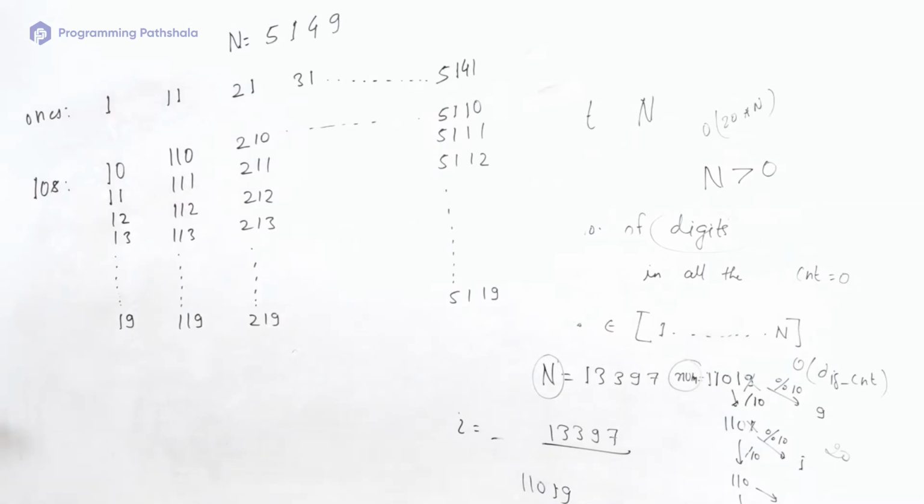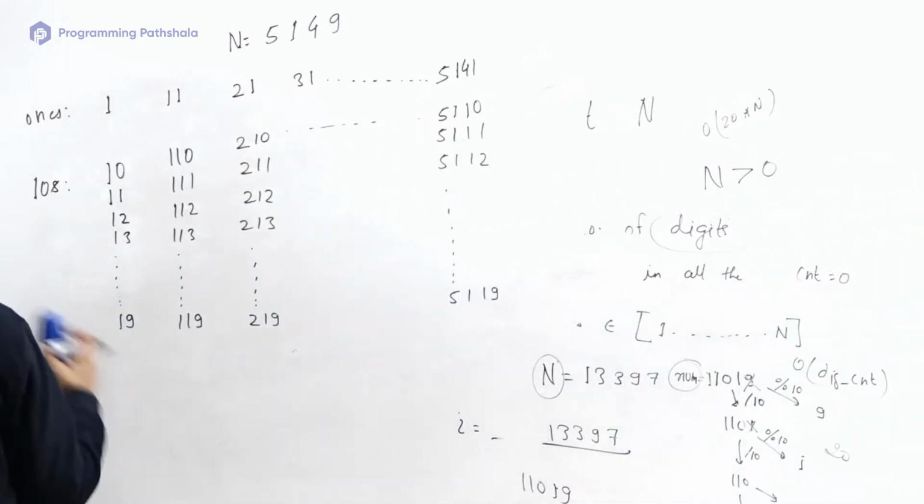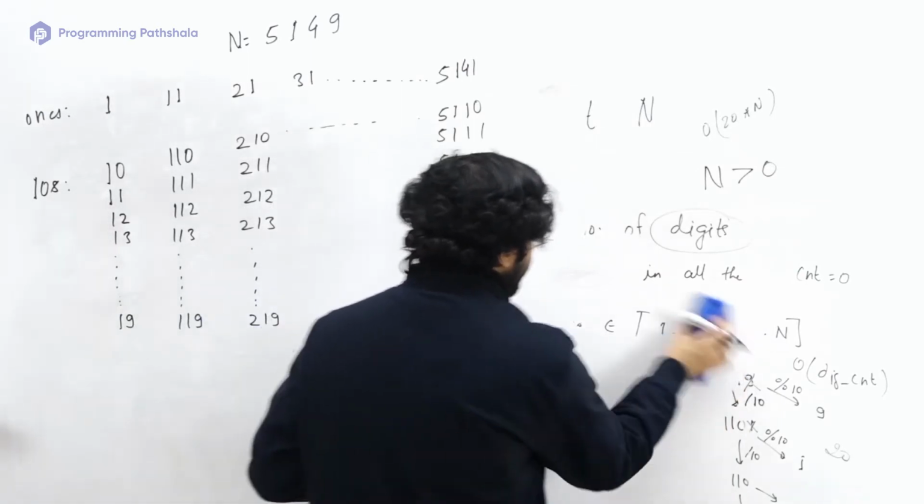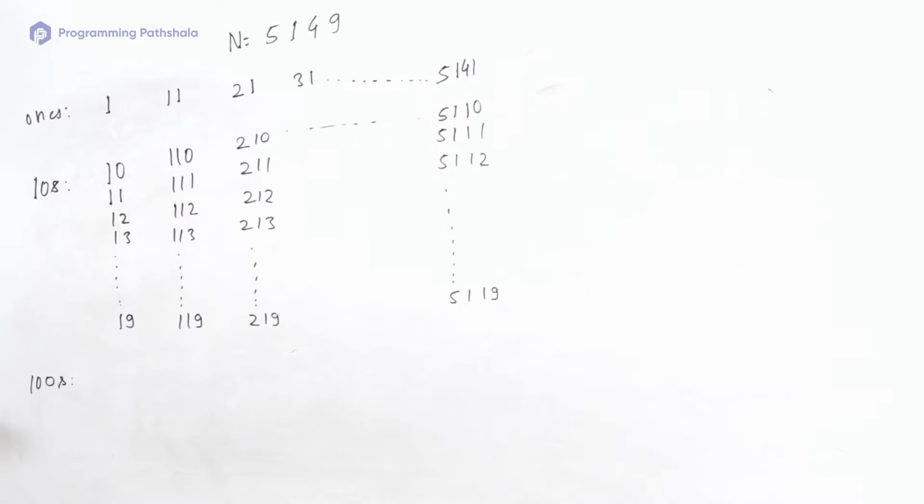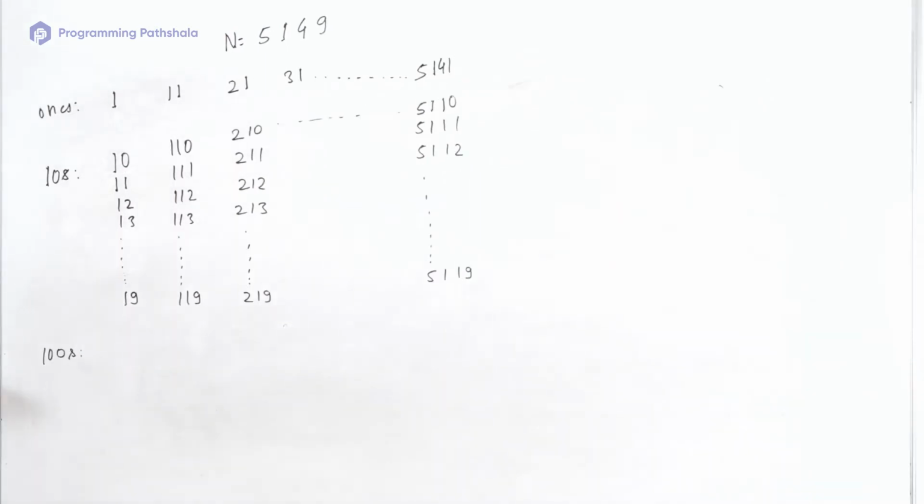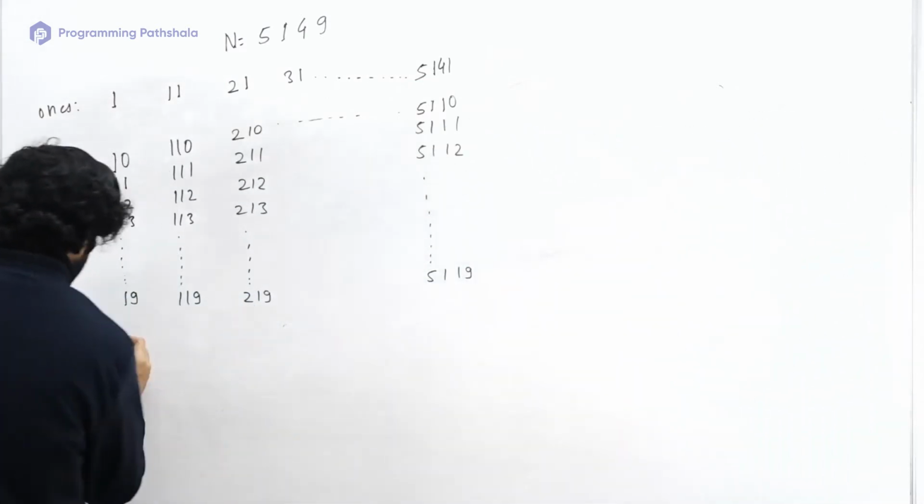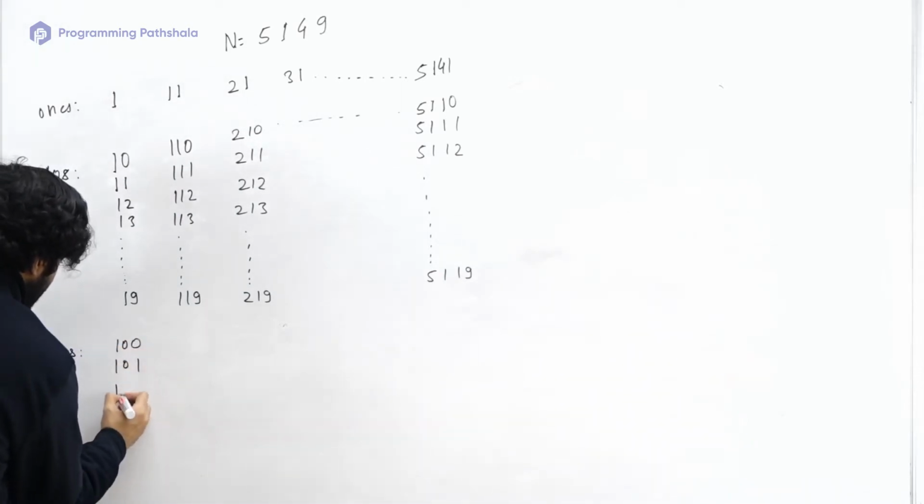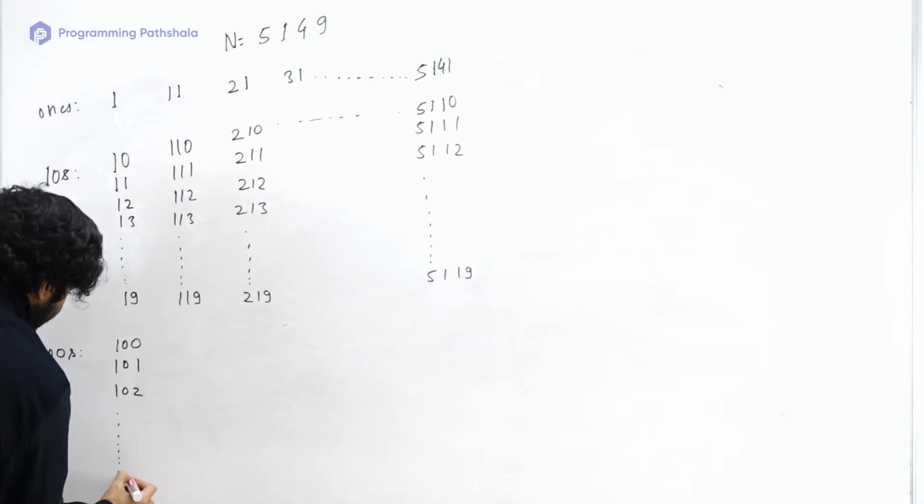Now I would want you to open up your notebook and see if you are able to see a family for hundreds. For hundreds, are you able to observe any such pattern? What will be the smallest number that has 1 at its hundreds position? It will be 100, right? And it will not just be 100, it will be 100, 101, 102, so on till 199, right? So let's list them down: 100, 101, 102, so on till 199.